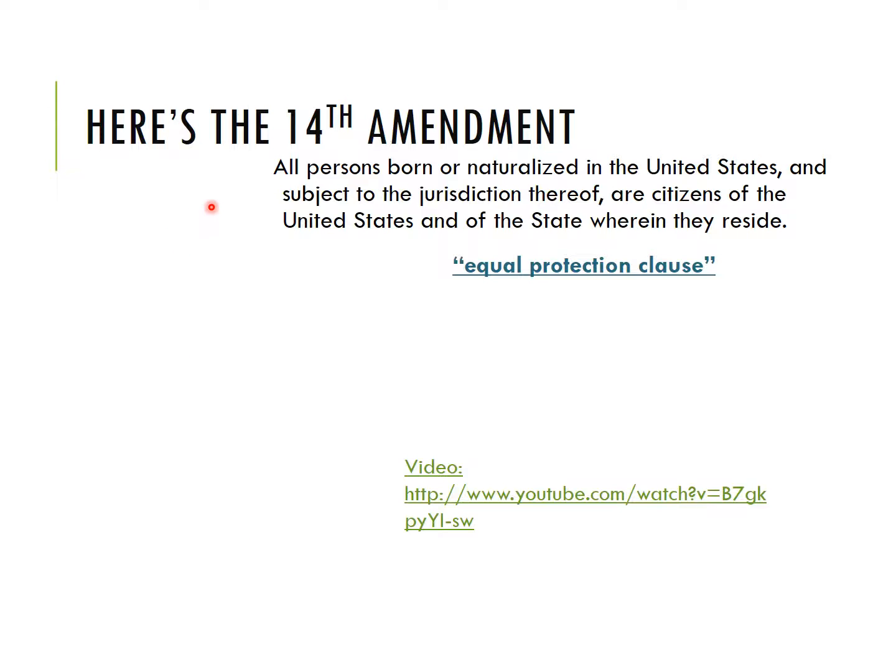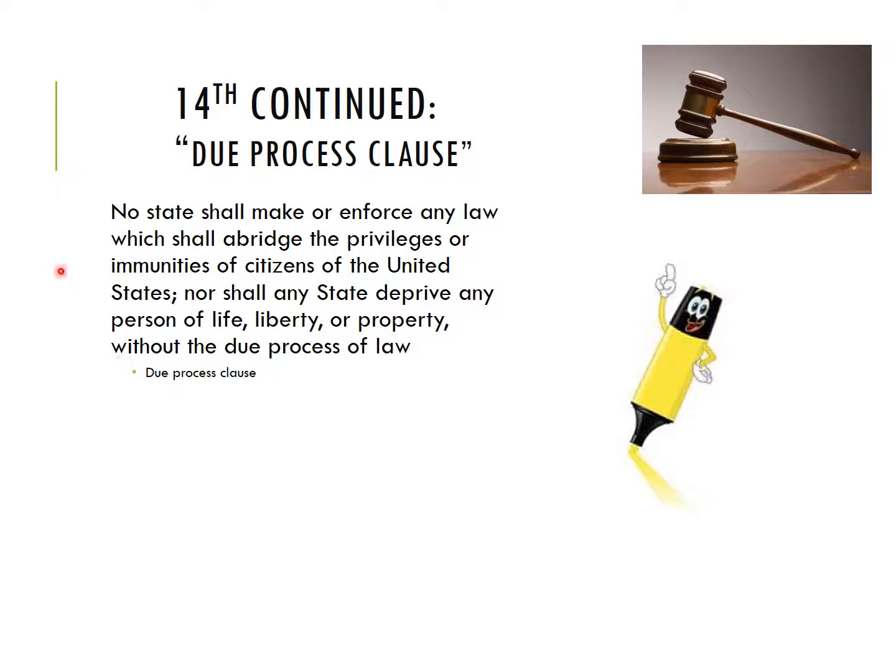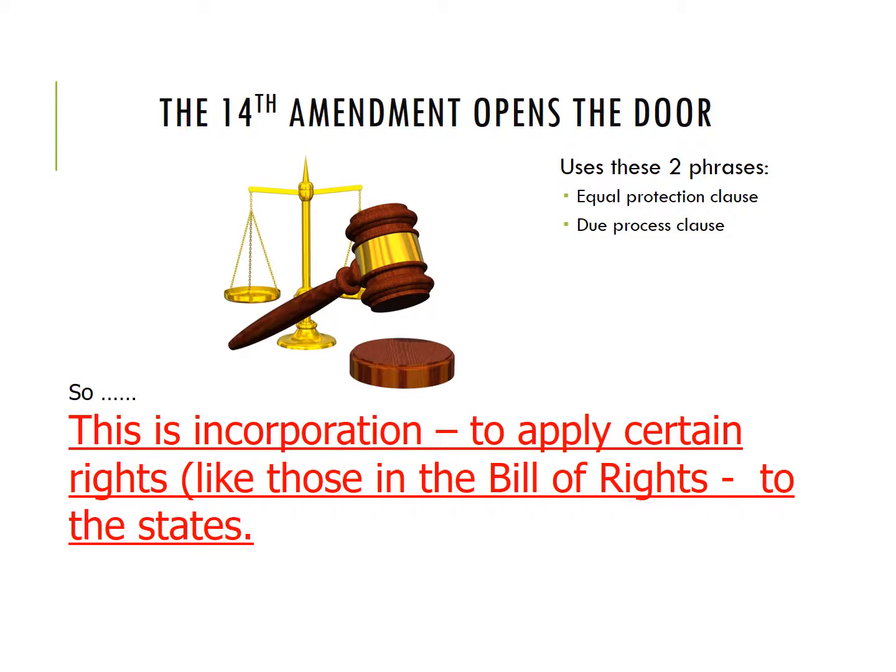The 14th Amendment says that all persons born or naturalized in the United States and subject to the jurisdiction thereof are citizens of the United States and of the state wherein they reside. This is called the Equal Protection Clause. The Due Process Clause of the 14th Amendment says no state shall make or enforce any law which shall abridge the privileges or immunities of citizens of the United States, nor shall any state deprive any person of life, liberty, or property without the due process of law. So it opens the door for these two phrases, equal protection and due process.